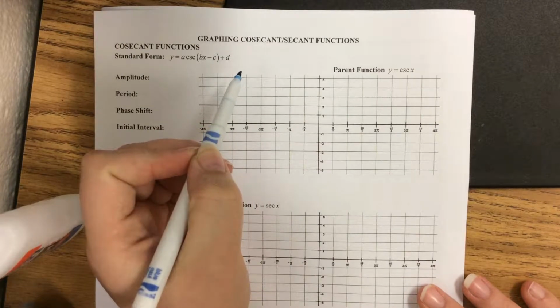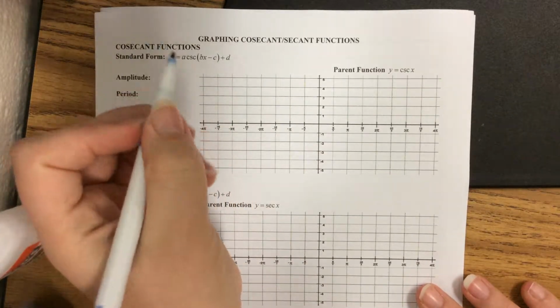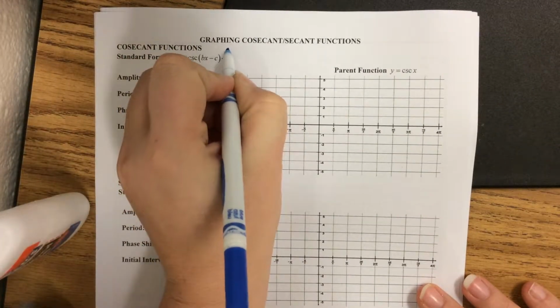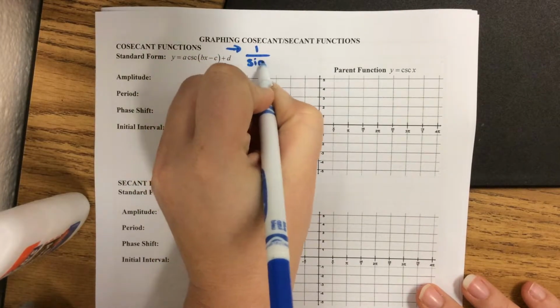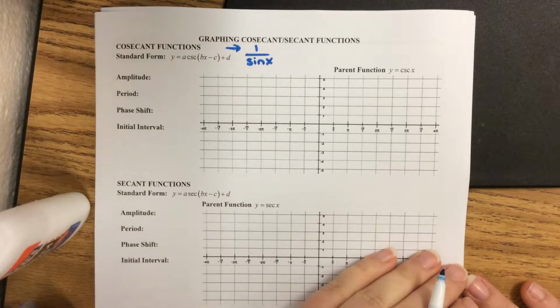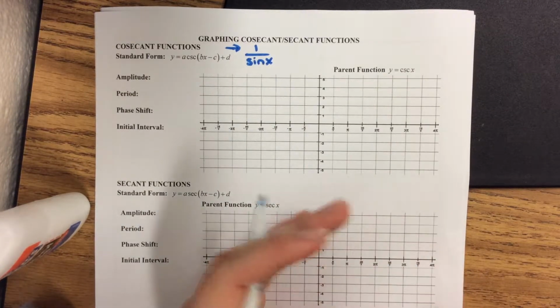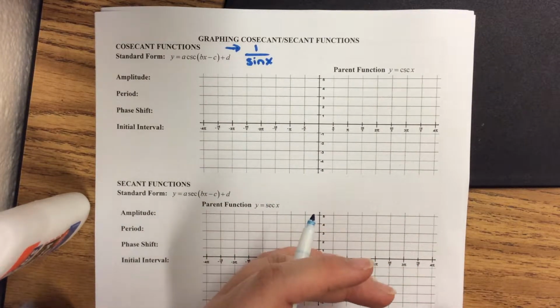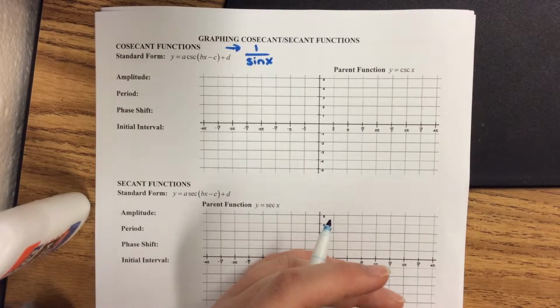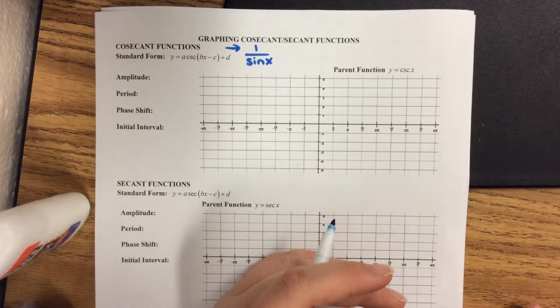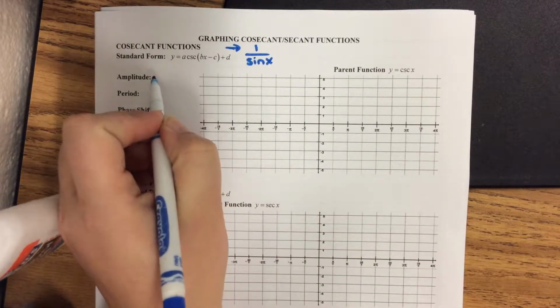Graphing cosecant and secant functions. The cosecant function is the reciprocal of sine, so it will have some of the same properties that the sine of x has. When we graph it, you'll actually see me graph sine of x first, and then we'll turn it into the cosecant graph. The amplitude is still going to be the absolute value of A.